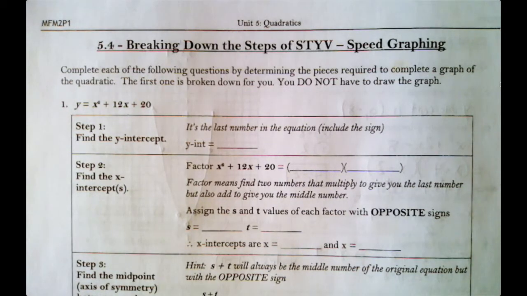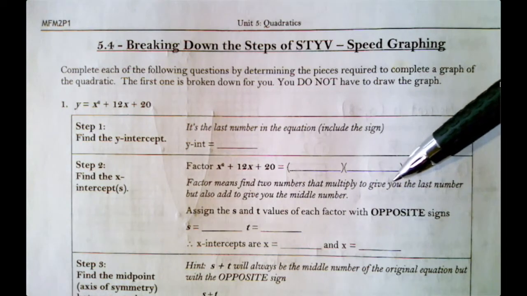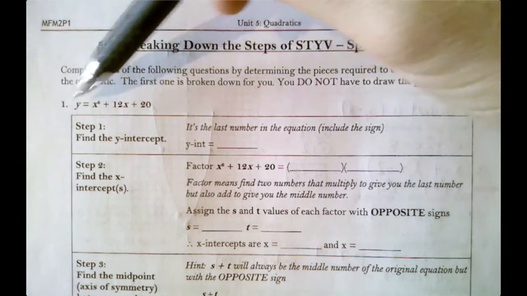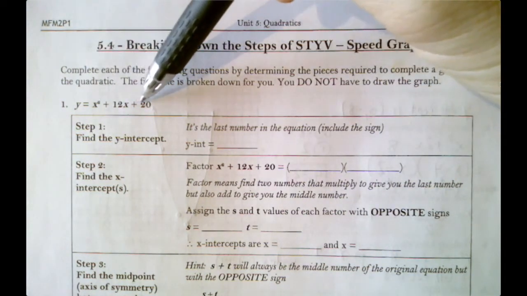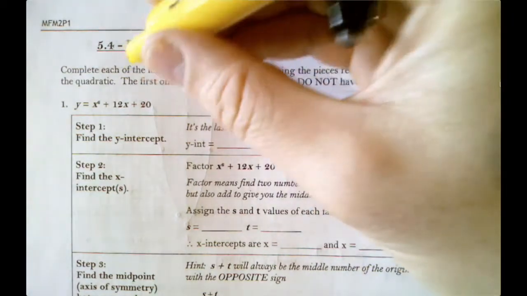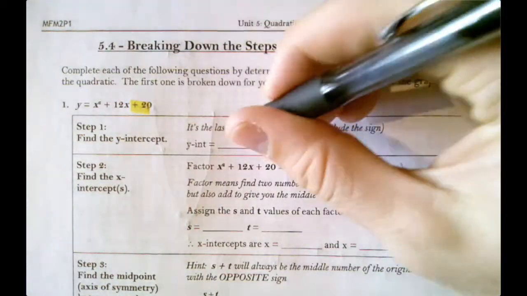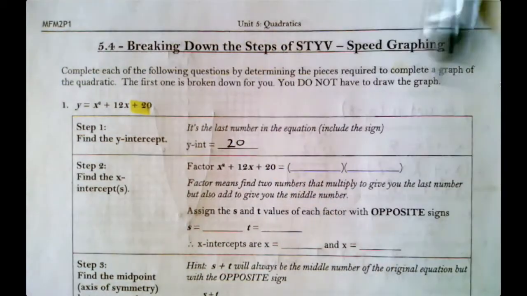We're going to work through those 4 steps, finding the y-intercept, the x-intercepts, the axis of symmetry, and the vertex for 4 different equations. Our first one's going to have little notes along the way, and the last 3 are not. So here we go. Y equals x squared plus 12x plus 20. So we're going to start by finding the y-intercept. The y-intercept is just the number at the end. So our y-intercept is 20. And then of course we'd graph it.